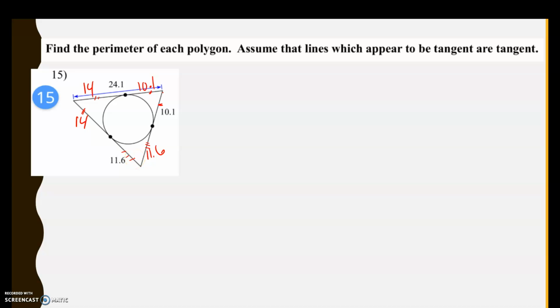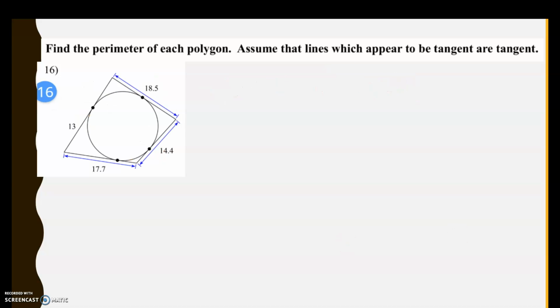So my perimeter, I'm going to add all the way around, or what I could do is 10.1 plus 11.6 plus 14 and take all of that and just times them by 2 because there's 2 of each of those, which is going to give me 71.4.